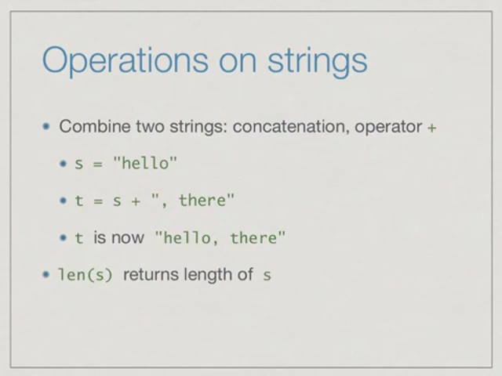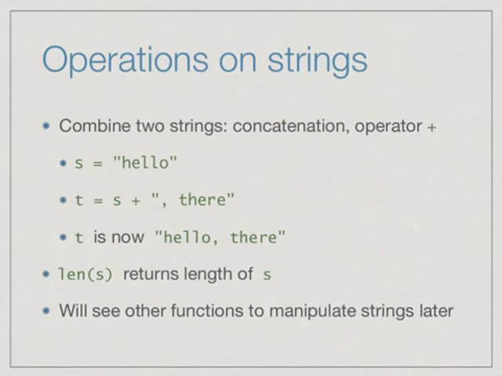We can get the length of a string using the function len. So len(s) returns the length of s. So this is the number of characters. So remember that if the number of characters is n, then the positions are 0 to n minus 1. So the length of the string s here would be 5. The length of the string t here would be 5 plus 7, 12.